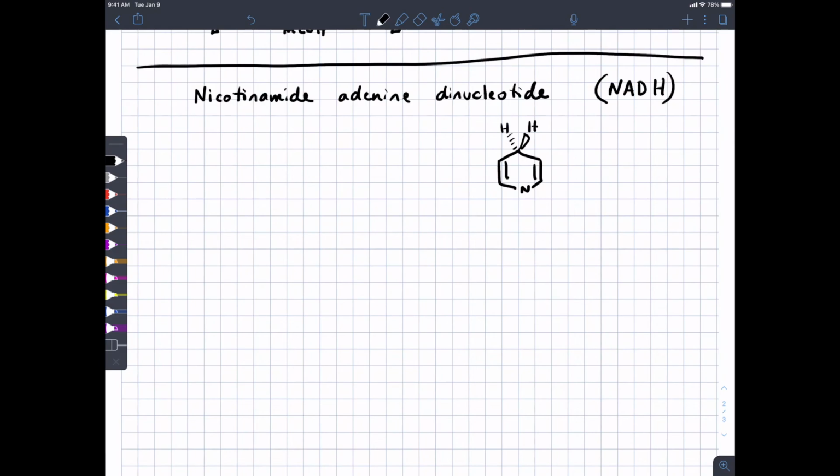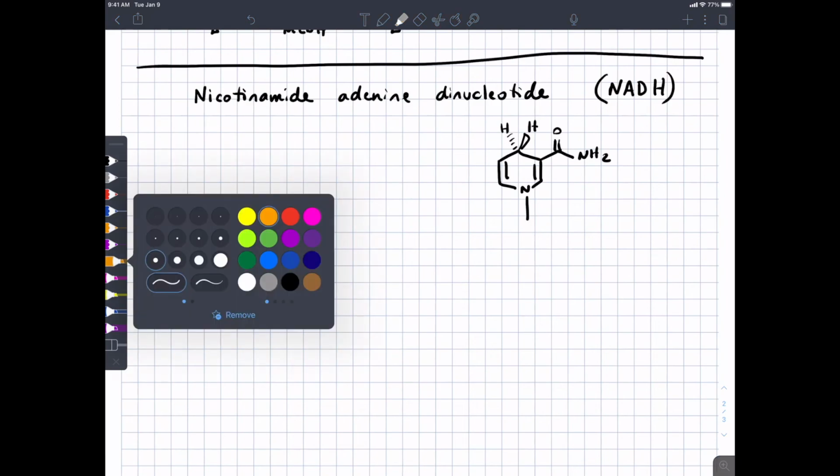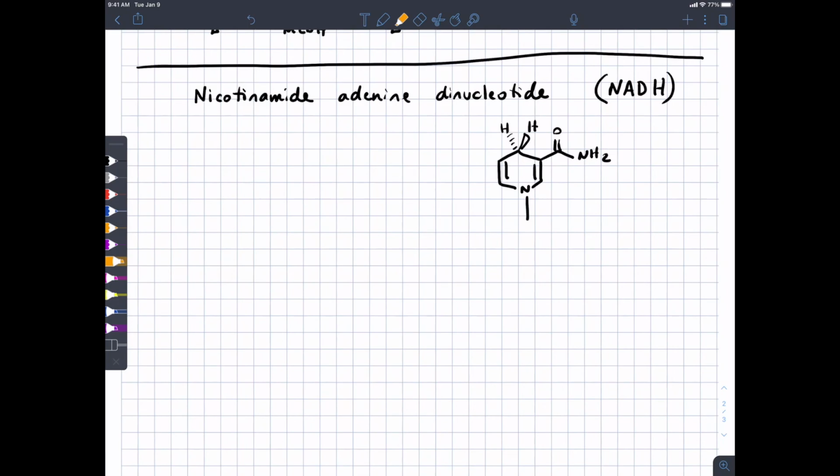I'm using dashes and wedges there not because it's a stereocenter, because it's not. I just want to communicate the tetrahedral geometry of that carbon. Then it has this branching sort of side chain group. So that's the nicotinamide part, and that actually is the business end of this molecule. And if we're drawing a mechanism, that's really the only part that we're going to need.